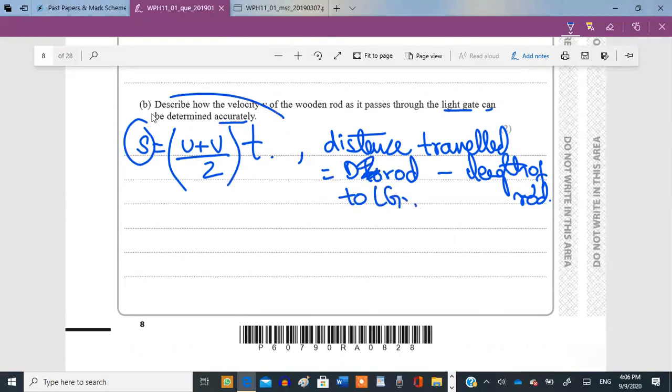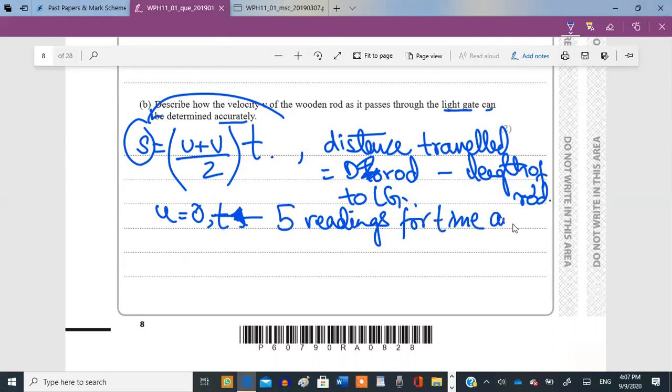Once you have the distance, you plug it in here, get the value for v by placing u as 0 and using the time which has been measured. You can also take more than one reading for measuring the time accurately. Take at least five readings for the time and take their average. Calculate the average for accurate time measurement.